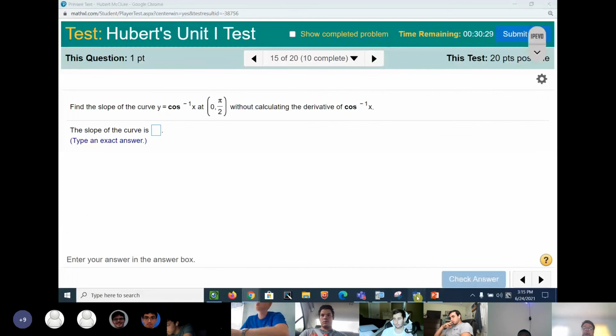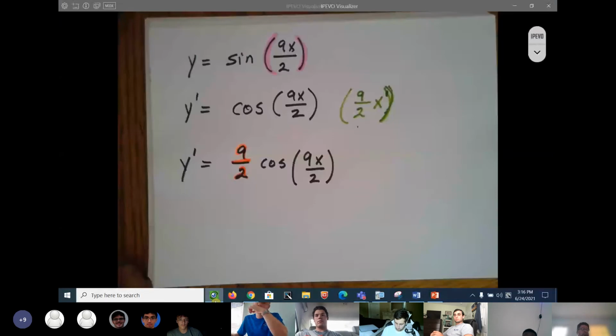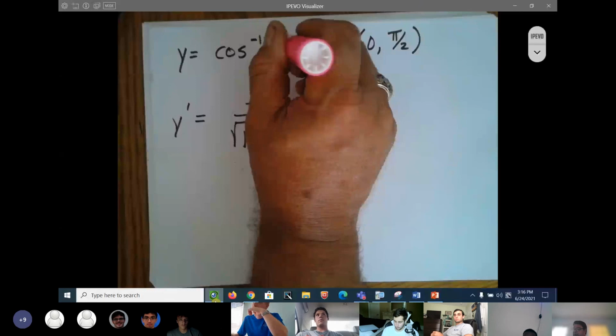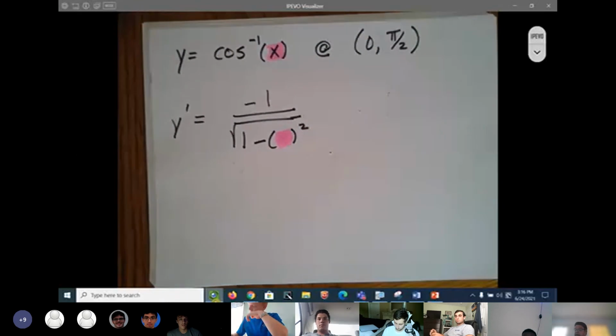Now, according to the derivative of the inverse trig functions, the derivative of the inverse cosine is equal to this. And you can't have 0 in the denominator, so that's why you can't use -1 or 1. So I'm going to do y prime is equal to -1 over square root of 1 minus parentheses squared. And I'm going to highlight. What do I plug in? Well, whatever you have in the parentheses. If that was a 2x, you'd put a 2x right here. So x goes right there.